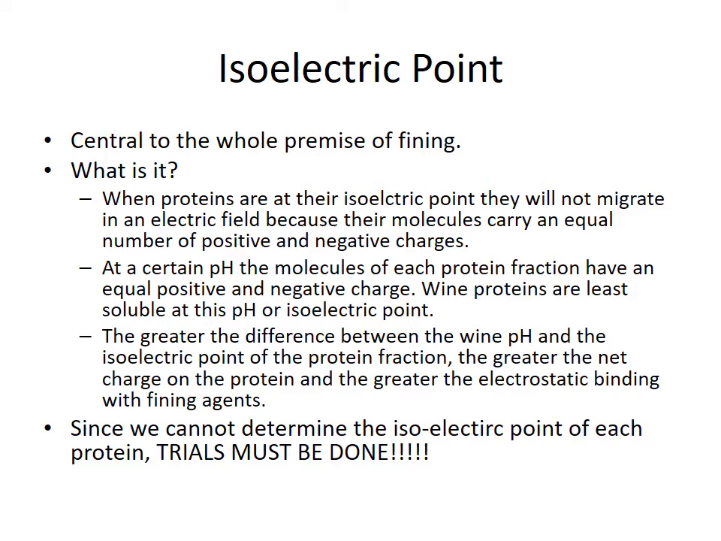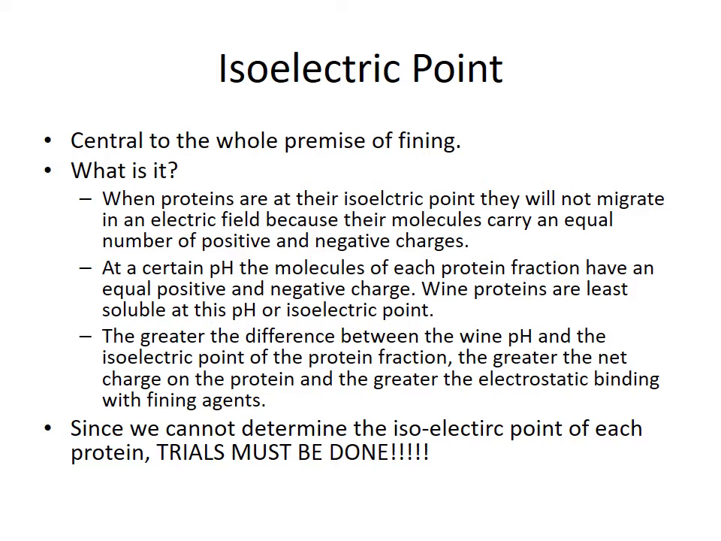So the isoelectric point is a point when a compound has neither a positive nor a negative charge. It's net neutral, it's in the middle. When proteins are at their isoelectric point, they will not migrate in an electrical field because their molecules carry an equal number of positive and negative charges. They're right in the middle. At a certain pH, the molecules of each protein fraction have an equal positive and negative charge. The wine proteins are the least soluble at this pH or isoelectric point.